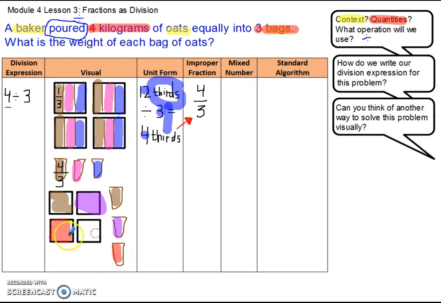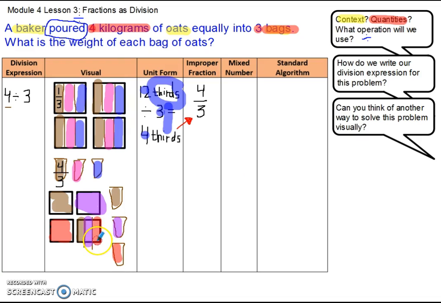But what you notice is that we are left with a whole another kilogram, and we have to ask ourselves, how can we continue to solve this problem? What can we do with this extra leftover kilogram? And knowing that we have to put it into these 3 bags, we can use a strategy that we used previously, and we can divide that last kilogram into thirds, and we can continue to distribute each of these parts into the respective bags.